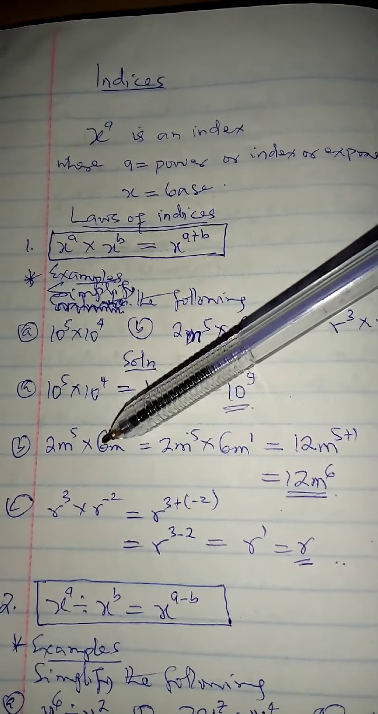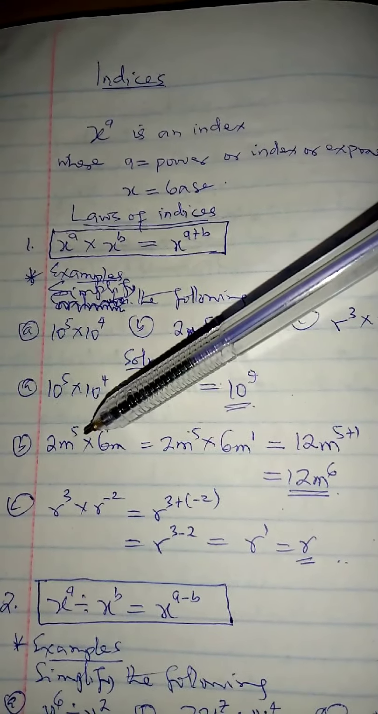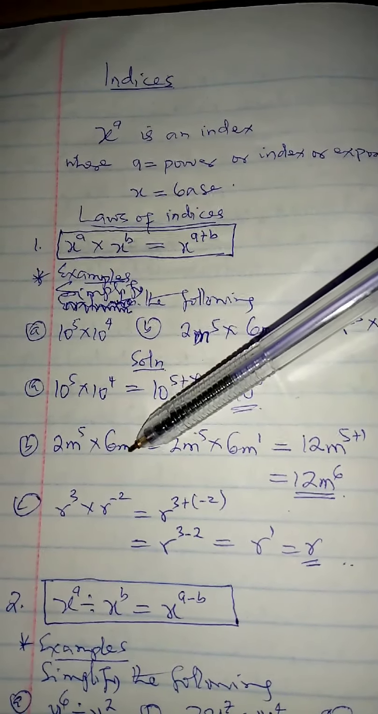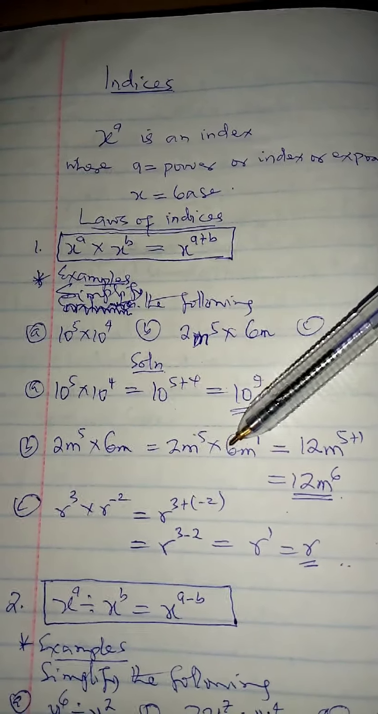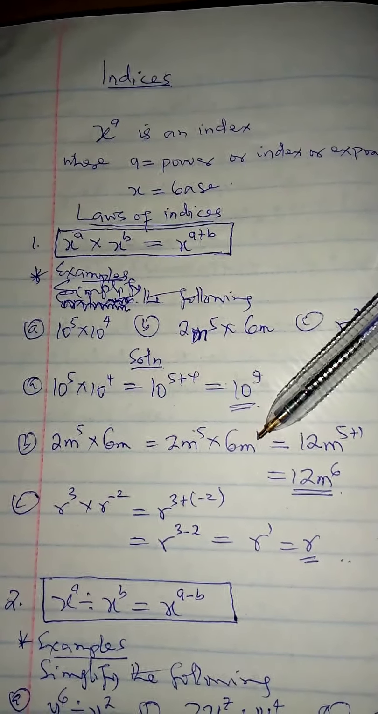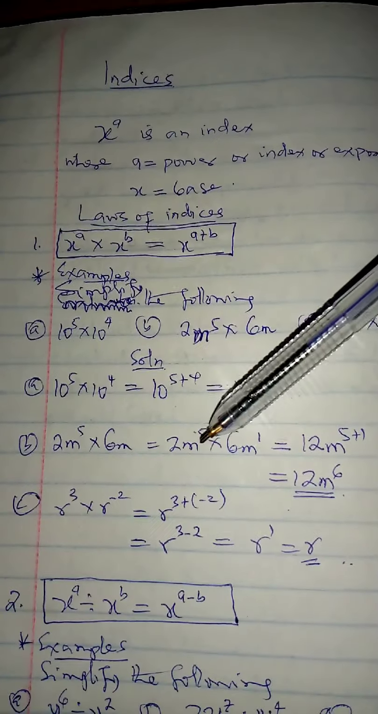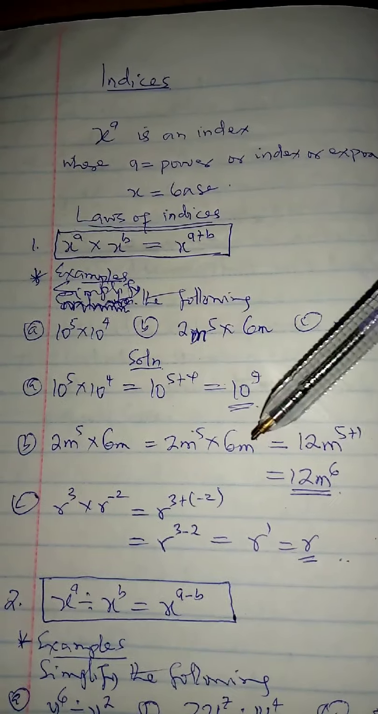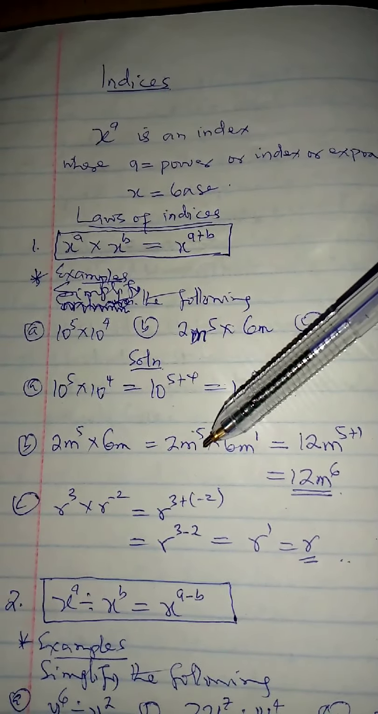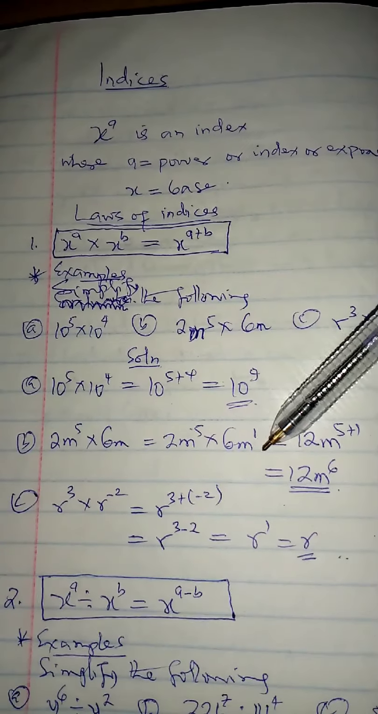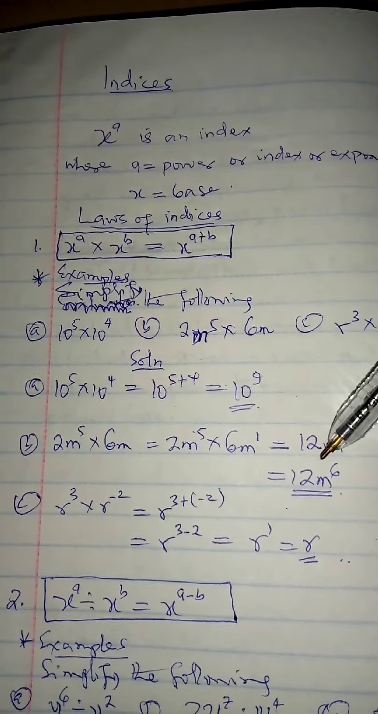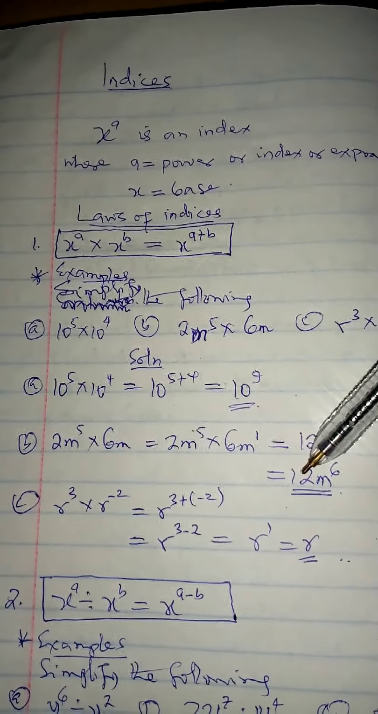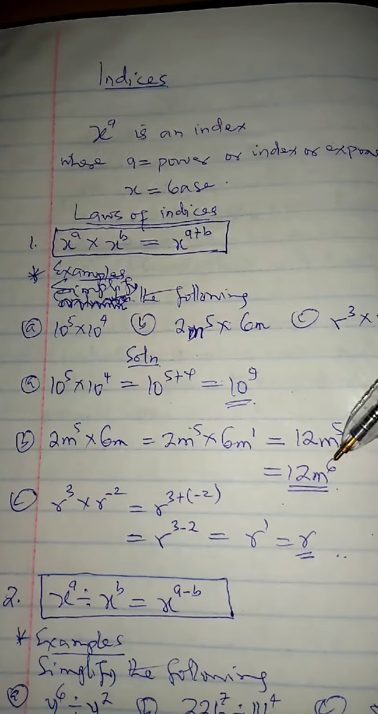Where coefficients are involved, like in this case, 2m raised to power 5 times 6m, you first express this m as an index so that it becomes m raised to power 1. Then you multiply the coefficients, 2 times 6 to have 12. You apply your law to solve m raised to power 5 times m raised to power 1, which implies writing one base and adding the powers, so that your final answer becomes 12m raised to power 6.